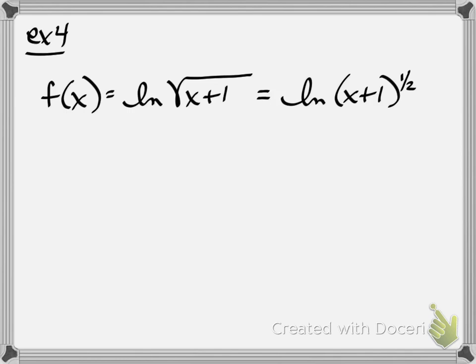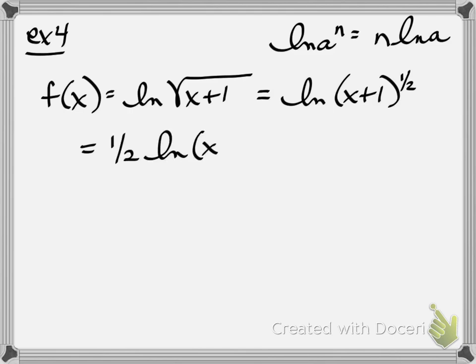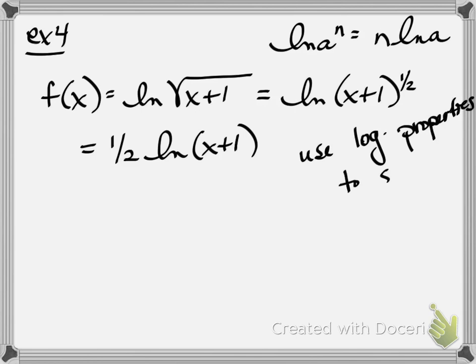So what would we do here? We can bring the power to the front, actually. This is property 4 that we talked about. This is that ln a to the n can be written as n ln a. So we can bring that to the front and then differentiate. We want to use log properties to simplify as much as possible before we're ready to try to take the derivative.